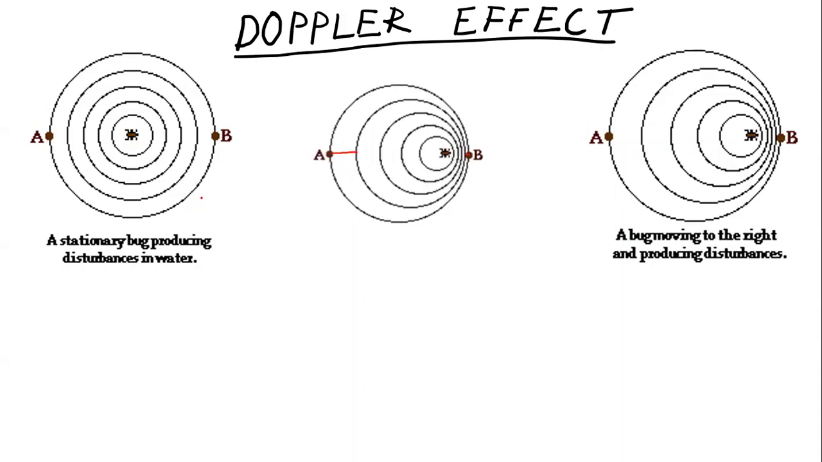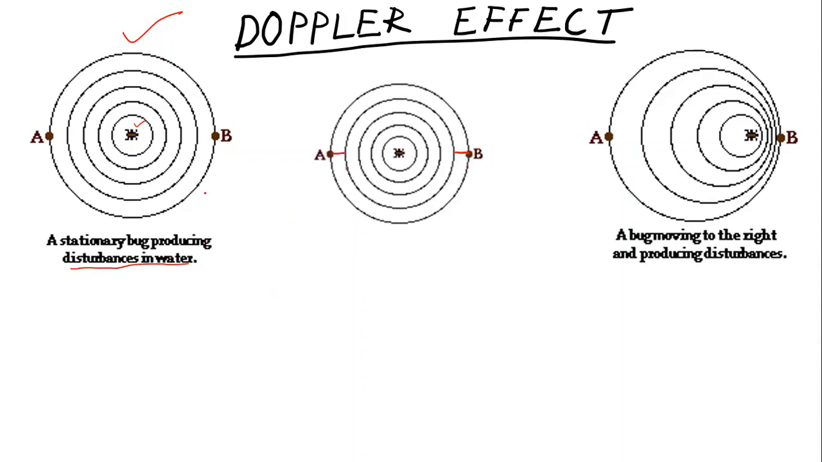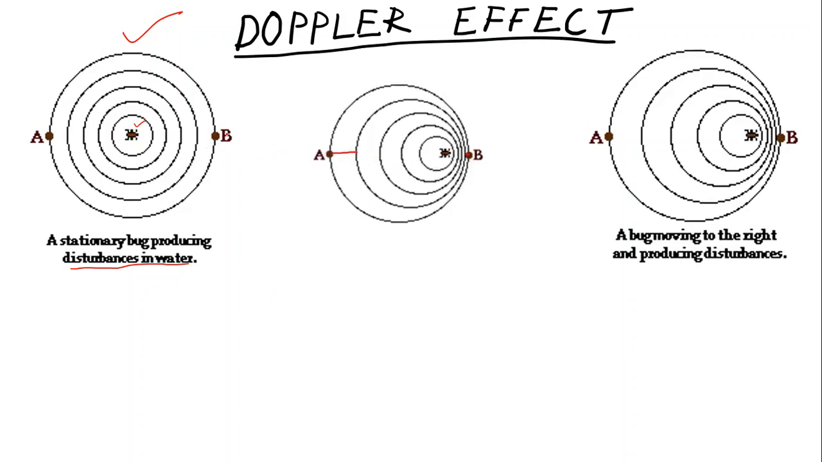Here you can see in the first diagram, suppose you can see the bug at the center, producing disturbances in water, and the disturbance is getting propagated in all directions. Considering this bug to be the wave producing source, you can see the ripples formed on the surface of water, and these ripples represent the wavefronts.